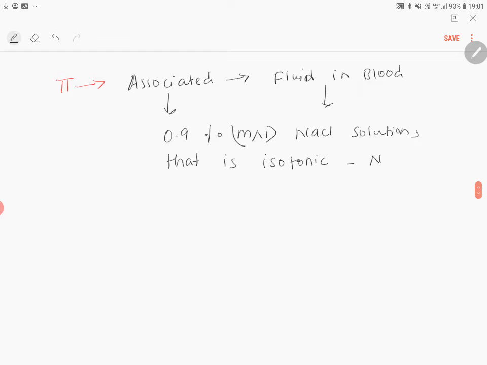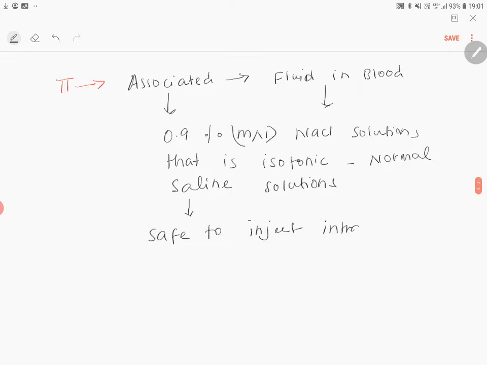That is isotonic with the normal saline solution, and this is safe. This is very safe to inject by intravenous method.